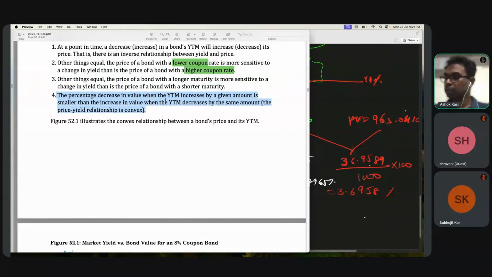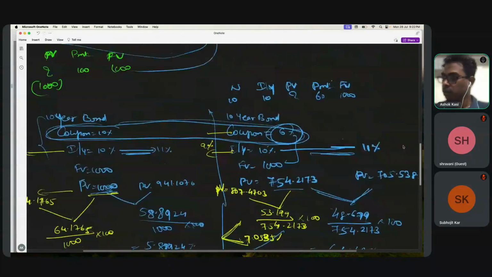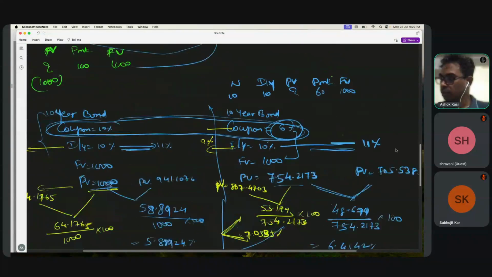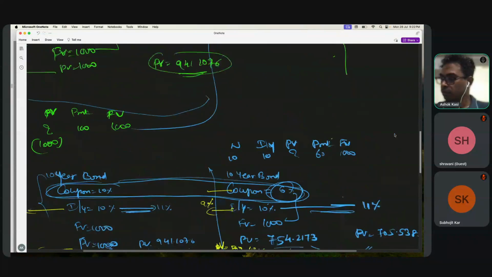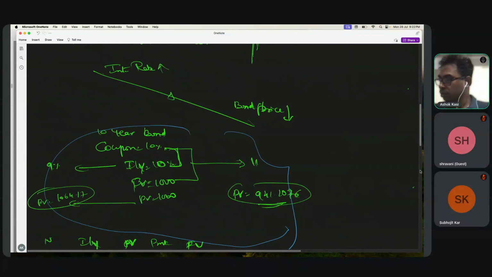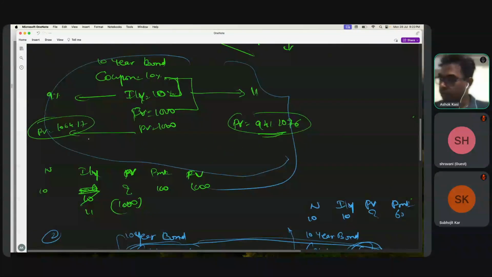The percentage decrease in value when the YTM increases by a given amount is smaller. Oh, this we have already done. See here, at a point in time, a decrease in bond's YTM will increase its price. See here, it was not asking about the percentage. First one, we have already done that. See, first one, where is that first one? This one.